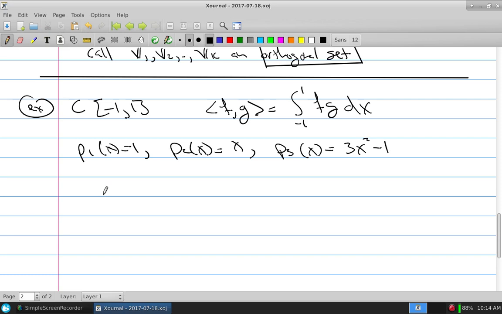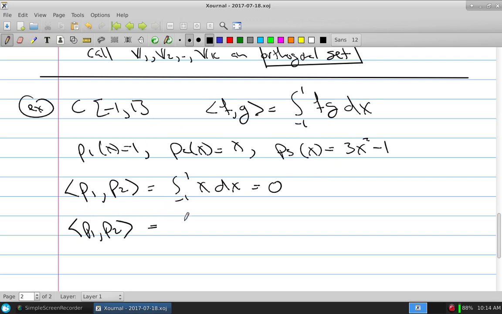And I could check it and say, what's the inner product from P1 to P2? Well, that's just the integral from negative 1 to 1 of 1 times x dx. x is what function, even or odd? It's odd because its power is odd. So the integral of an odd function from negative 1 to 1 is simply going to be what? 0. And you could check it: one half x squared from negative 1 to 1 is a half minus a half, and you get 0 out of it.